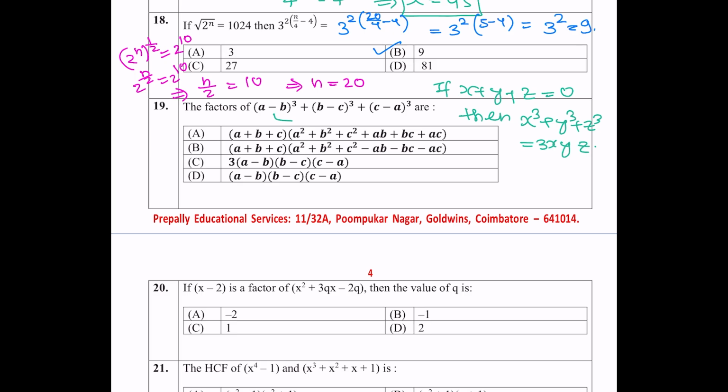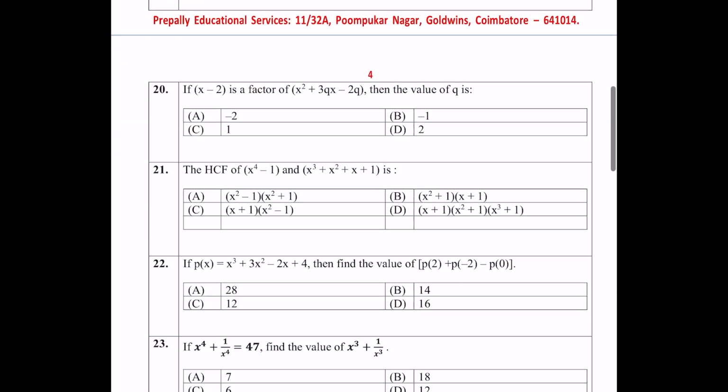So here if you add this number, so b minus b cancel out, a minus a cancel out, c minus c is cancel out. So here we can apply this formula. So here we are getting 3 times of a minus b, b minus c, c minus a. Option C is the correct one.